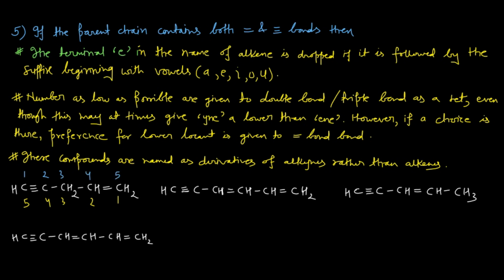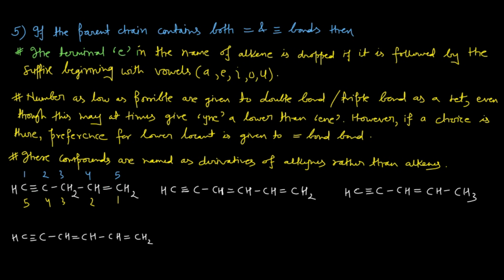Now when this happens, what does the rule say? The rule says that when you have the double bond and the triple bond both present in the compound, then your compound would be the derivative of the alkyne. Derivative of the alkyne means the IUPAC name or the secondary suffix would be alkyne in that case, while this would be treated as the primary suffix. That means your compound would be alkyne and that would be your primary suffix in that case, right?